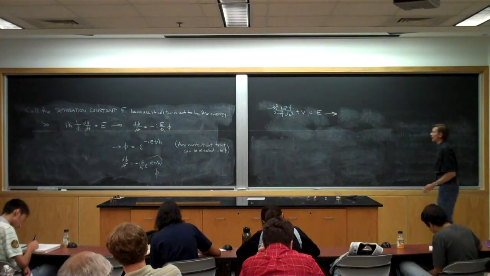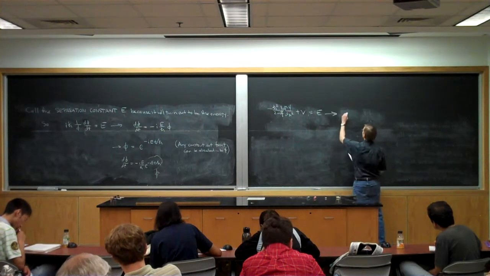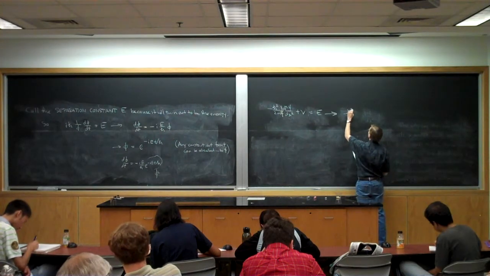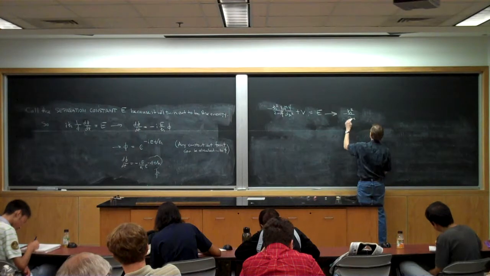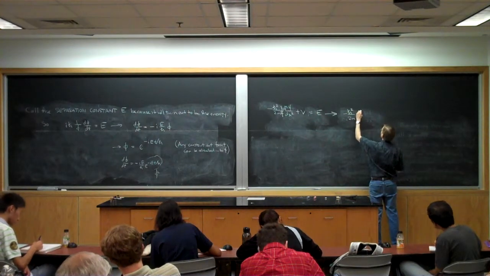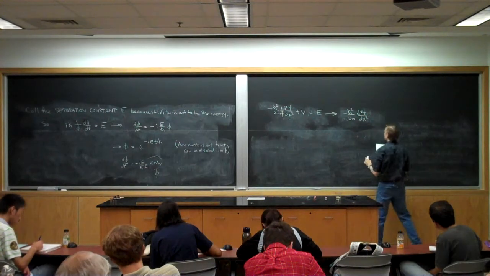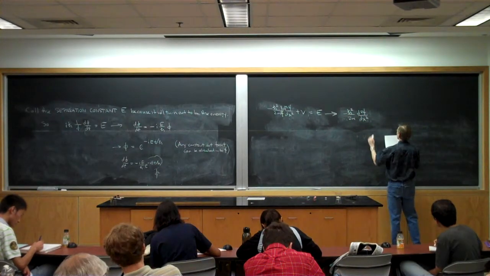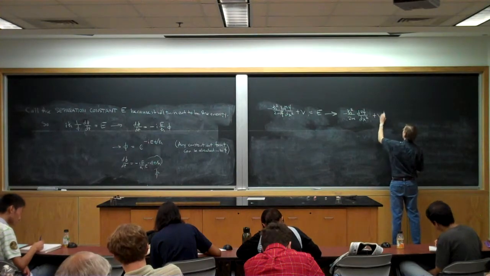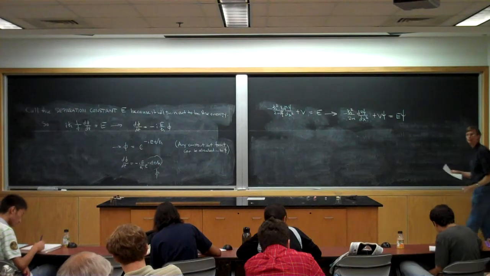So multiply through by psi and we will have obtained a solution that is separable if psi obeys this equation: minus h bar squared over 2m d squared psi dx squared plus V psi is equal to E psi.